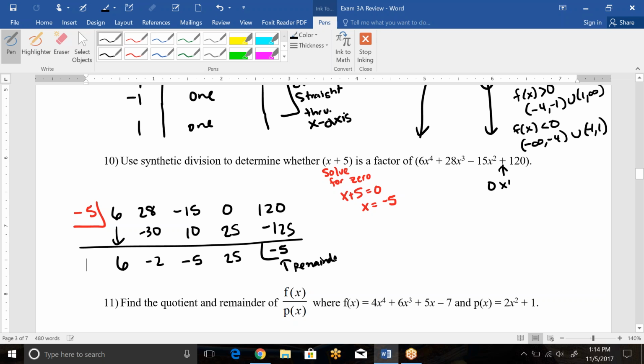Unless your remainder is 0, you are not actually a factor of this polynomial, because to be a factor, you have to go in evenly. So x plus 5 is not a factor of the polynomial because the remainder is not 0.